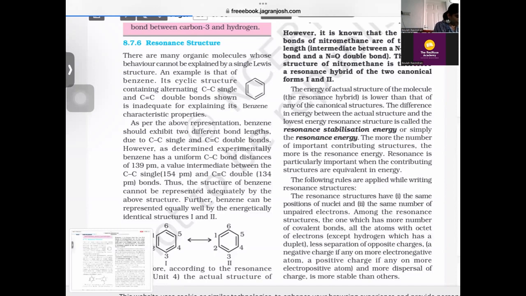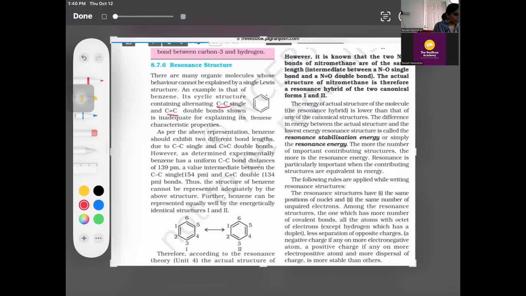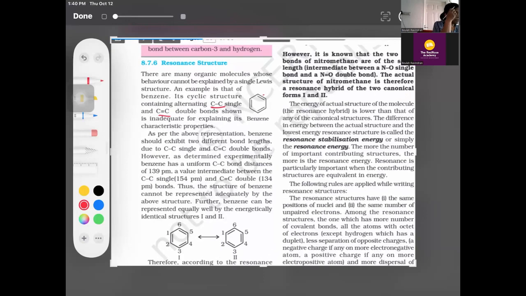Okay, so here the C to C single bond, right? And then the C double bonds will alternate, right? Like this. So there are alternating C double bonds, and then what it is given. Okay, so this is the benzene characteristics. Benzene that you know, right?